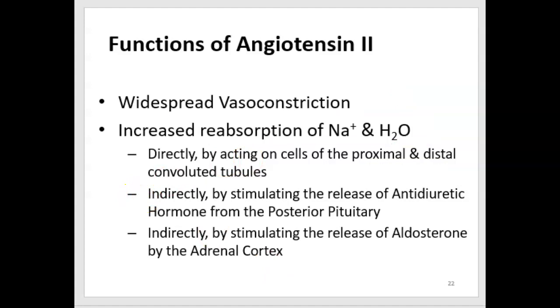But angiotensin also indirectly affects sodium and water reabsorption by causing the release of antidiuretic hormone and causing the release of aldosterone by the adrenal cortex. But all three of these things result in more sodium and water being reabsorbed by the kidney with the purpose of raising blood pressure.